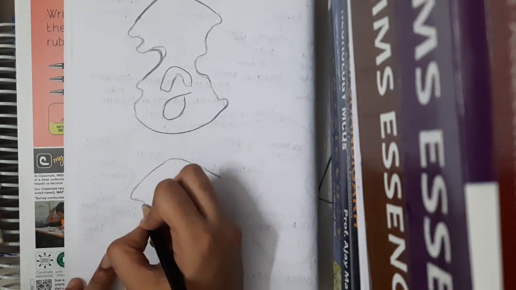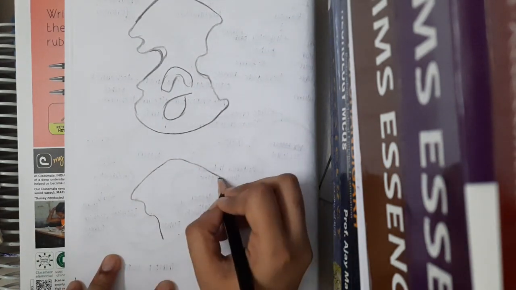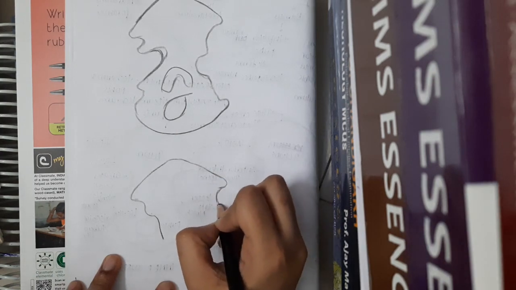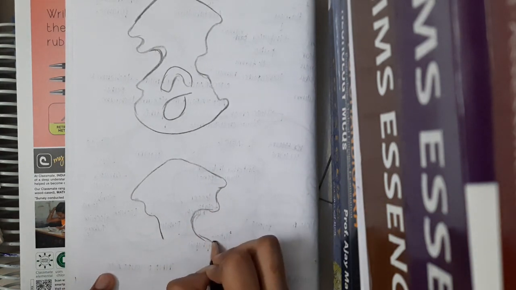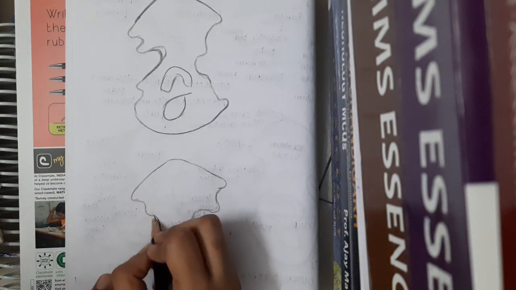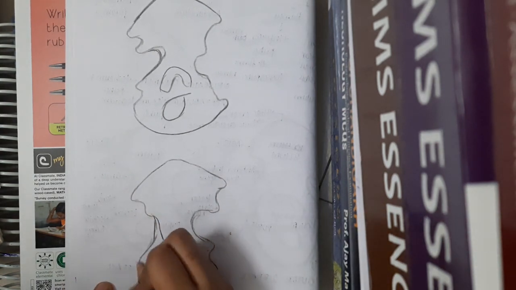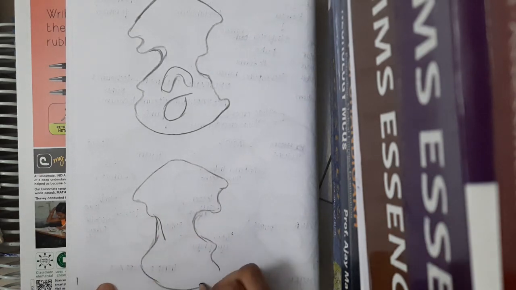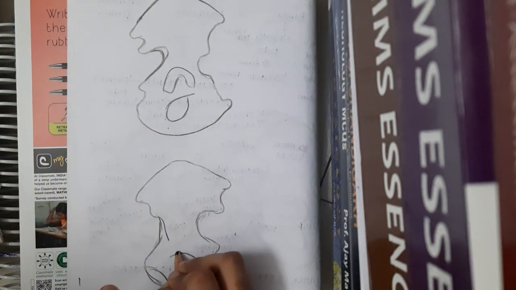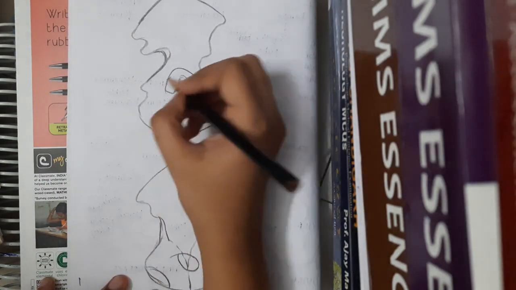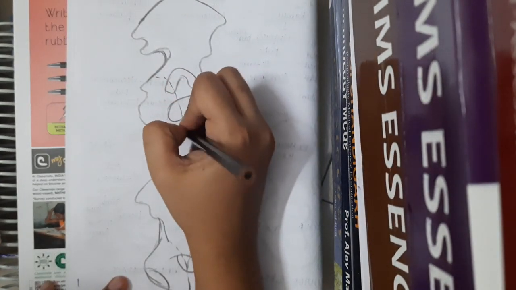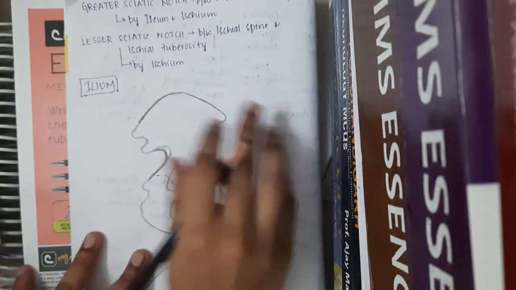So the inner surface looks something like this. Please bear with me, I'm not a great artist, but still. Now this is the tuberosity. This is the obturator foramen. This is the division of ischium and ilium. Here this is the division. So first we will see about the ilium.